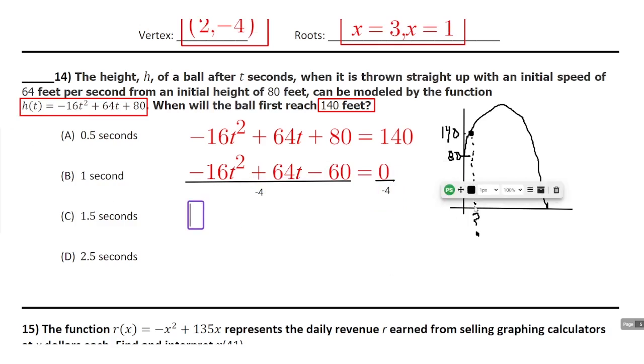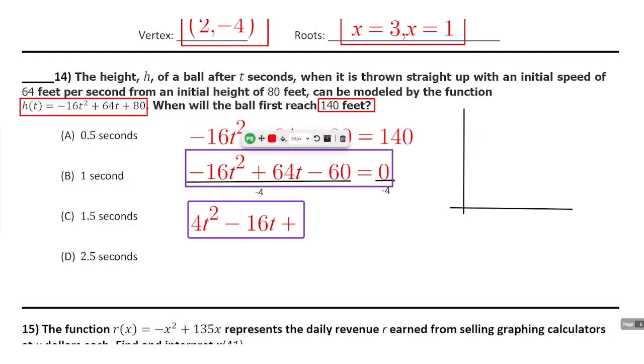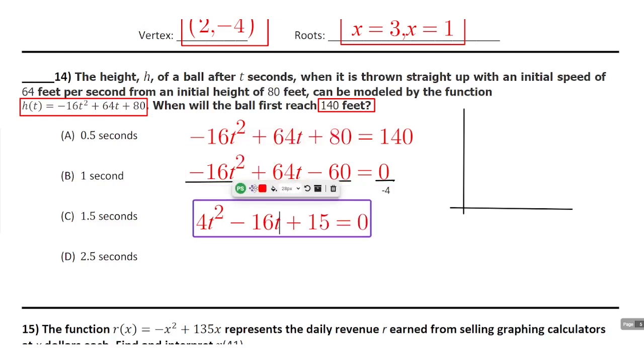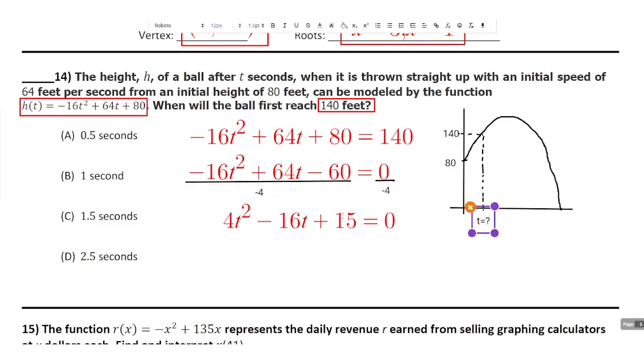So -16 divided by -4 is going to be +4, t squared. And then minus 64 divided by 4 is going to be 16t. And then 60 divided by -4, I don't know why, just random stuff disappears here. That's okay. We'll go back and sketch it back in here. Plus 60 divided by 4 is going to be 15. So here, let me try to redraw this real quick. There we go.